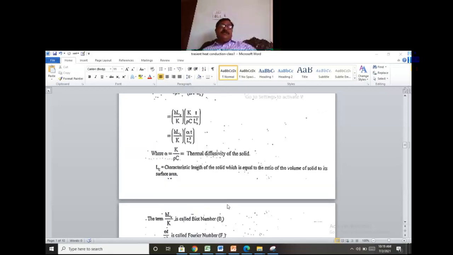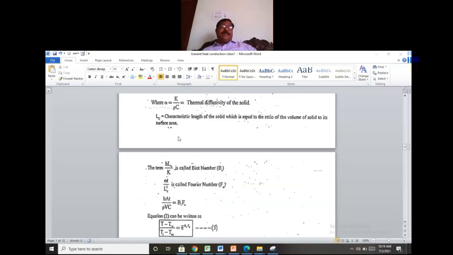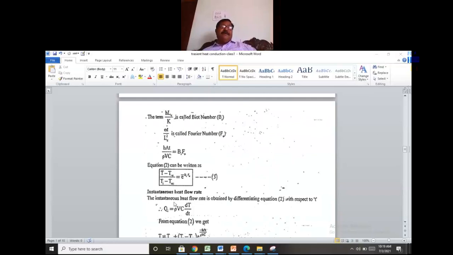If you substitute this Biot number and Fourier number into the temperature distribution equation of one-dimensional transient heat conduction, it becomes (T minus T infinity) divided by (Ti minus T infinity) is equal to e to the power of minus Bi times Fourier number. This equation becomes equation 3. Instantaneous heat flow Qi is equal to rho V c dT by dt, that is mc dT by dt.